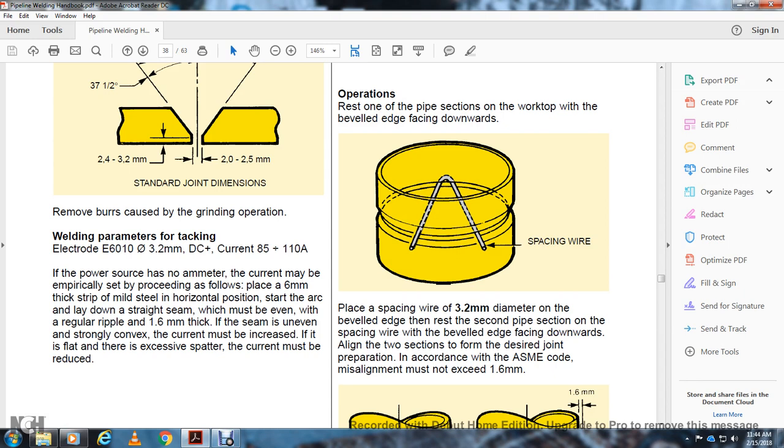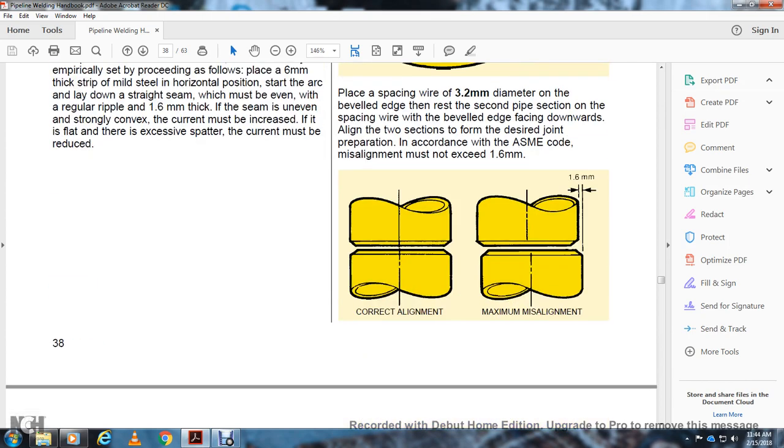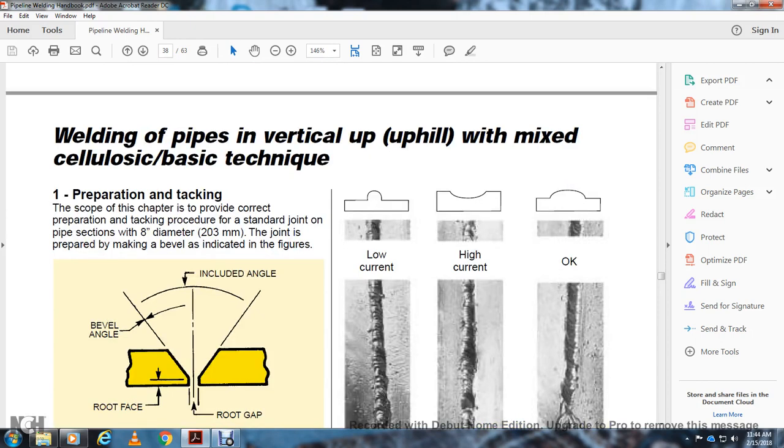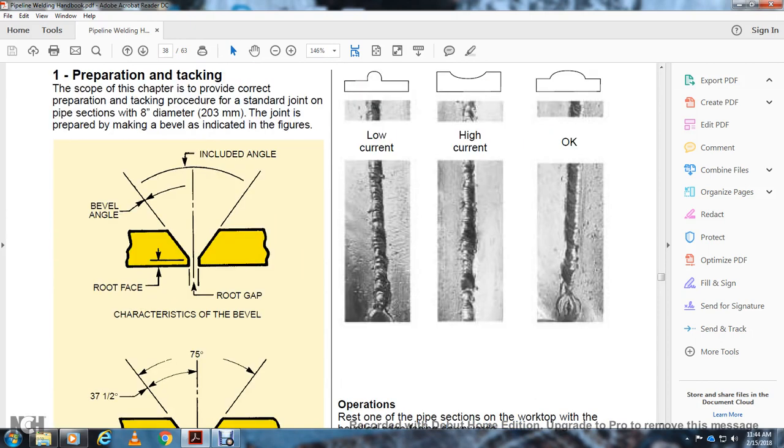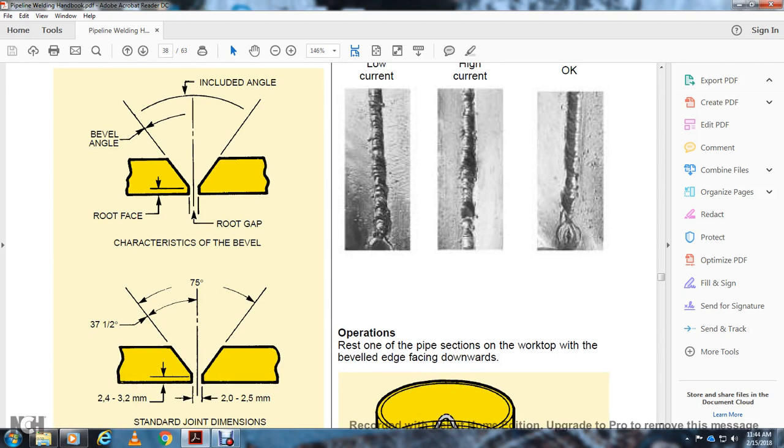Start by laying down a straight seam, which must be even with a regular ripple, 1.6 millimeters thick. If the seam is uneven and strongly convex, the current must be increased. If it is flat with excessive spatter, the current must be reduced. The top bead, farthest left, shows low current, the middle shows high current, and then an OK operation.